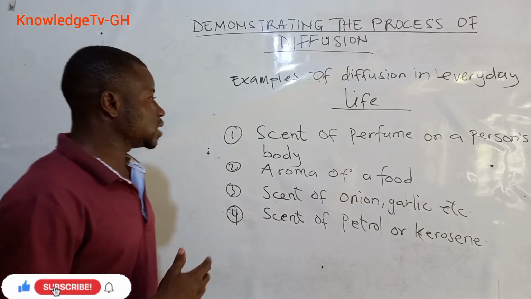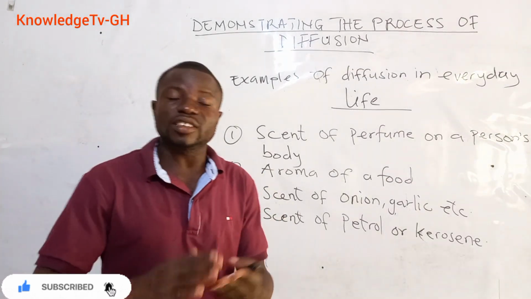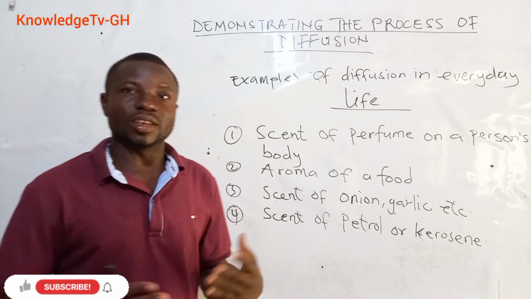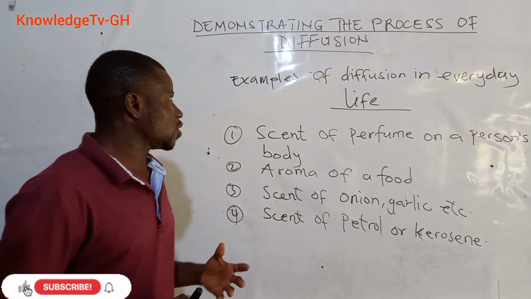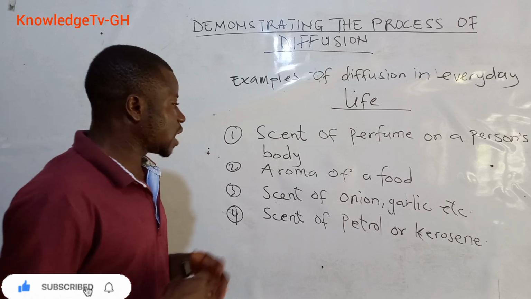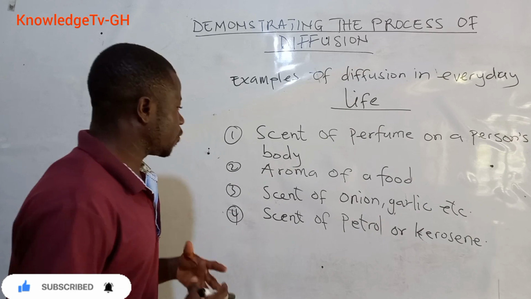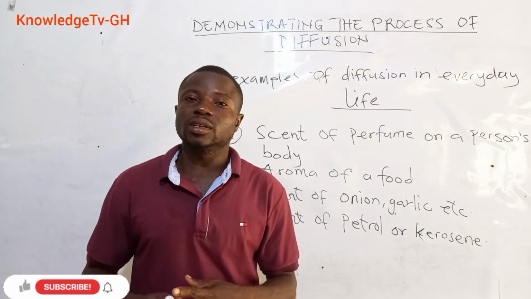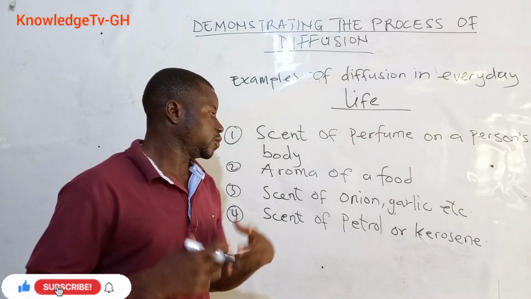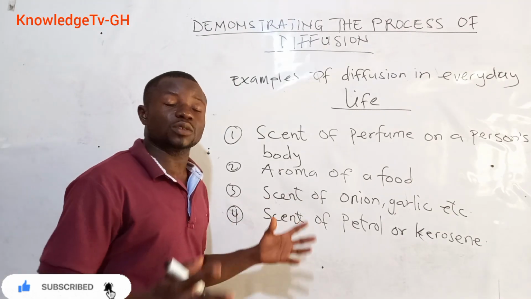The third one is the scent of onion, or let's say garlic. If you are slicing an onion or garlic, the scent that you smell is also an example of diffusion in everyday life. The fourth one here is the scent of petrol or kerosene. When you smell the scent of petrol or kerosene, this is also an application or example of diffusion in everyday life. So now we have finished with the theory.